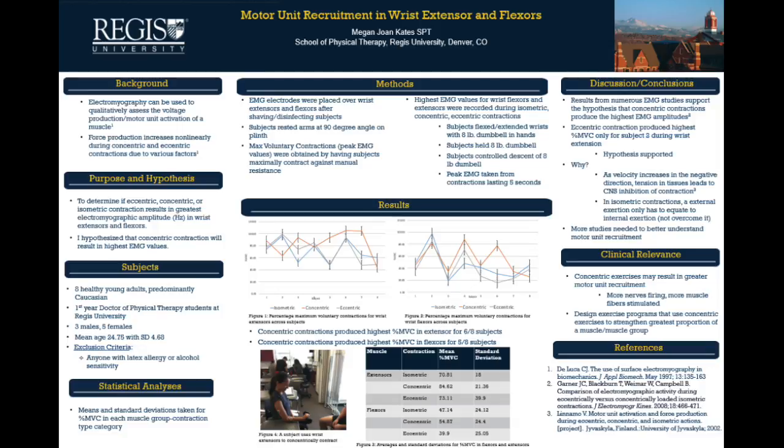of contraction. For wrist flexors, we found that concentric contractions produced the highest percent MVC for 6 of the 8 subjects, and for wrist extensors, it produced the highest percent MVC for 5 of the 8 subjects. So overall, our hypothesis was supported. In fact, results from numerous EMG studies support that concentric contractions produce the highest EMG amplitudes.